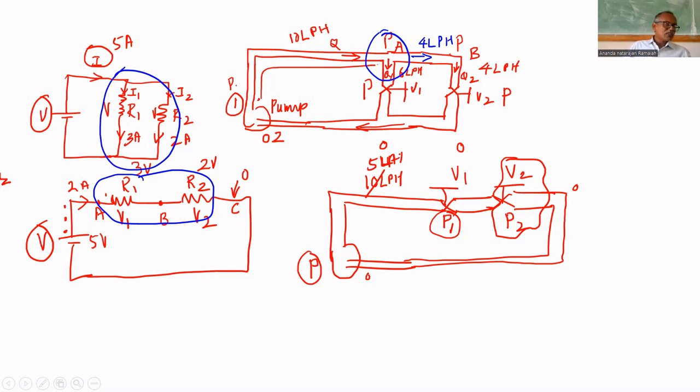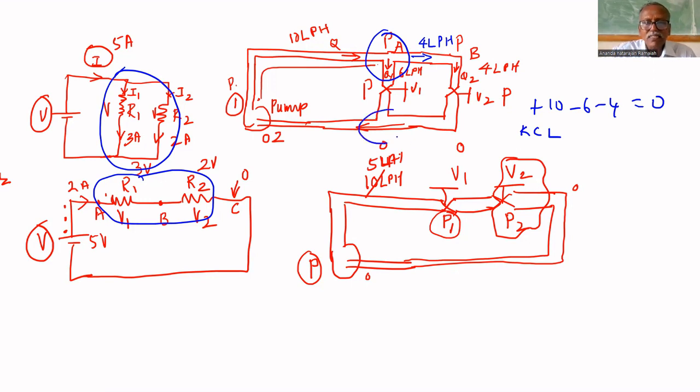This is called Kirchhoff's current law. Kirchhoff's current law says the algebraic sum of total current at any junction is equal to 0. But current entering, we have to assume positive. Current leaving, you have to assume negative. Here, 10 is positive because it is entering. Minus 6, minus 4. Sum is equal to 0. That is Kirchhoff's current law. Algebraic sum of total current at any junction equal to 0.